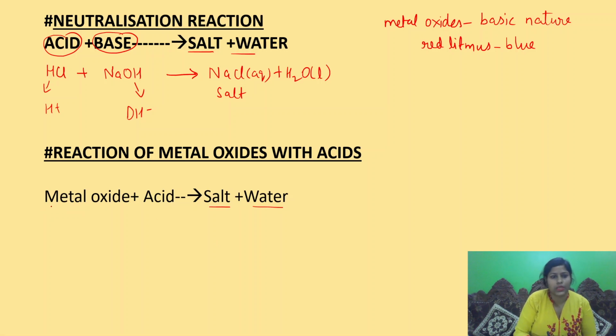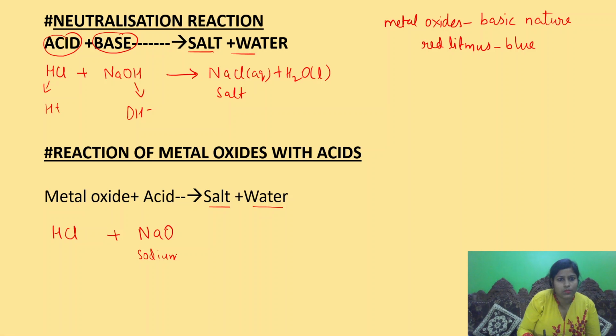Now can we take some examples? Now take one example, HCl plus NaO. This is sodium oxide, right? This is a metal oxide. This is acid. Now salt is formed, NaCl aqueous, plus H2O.